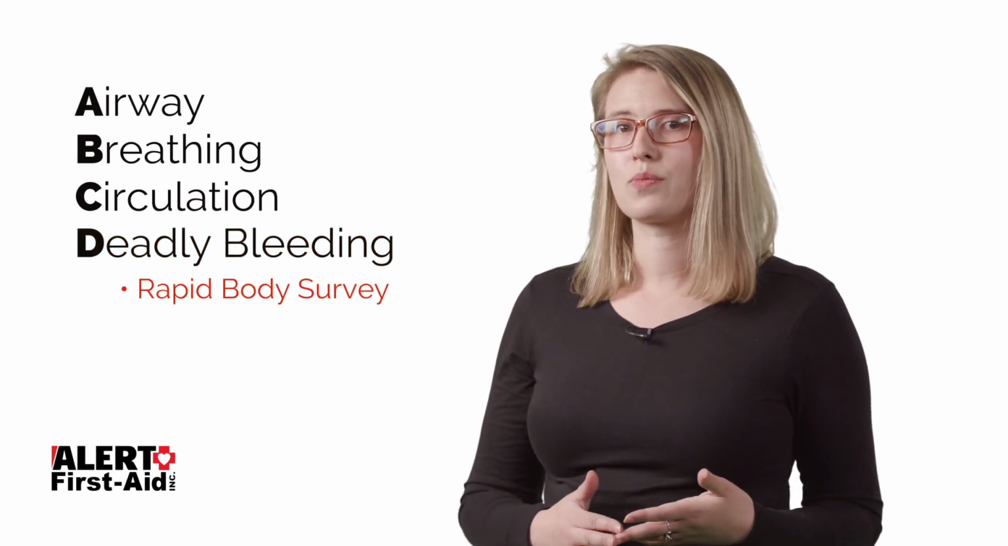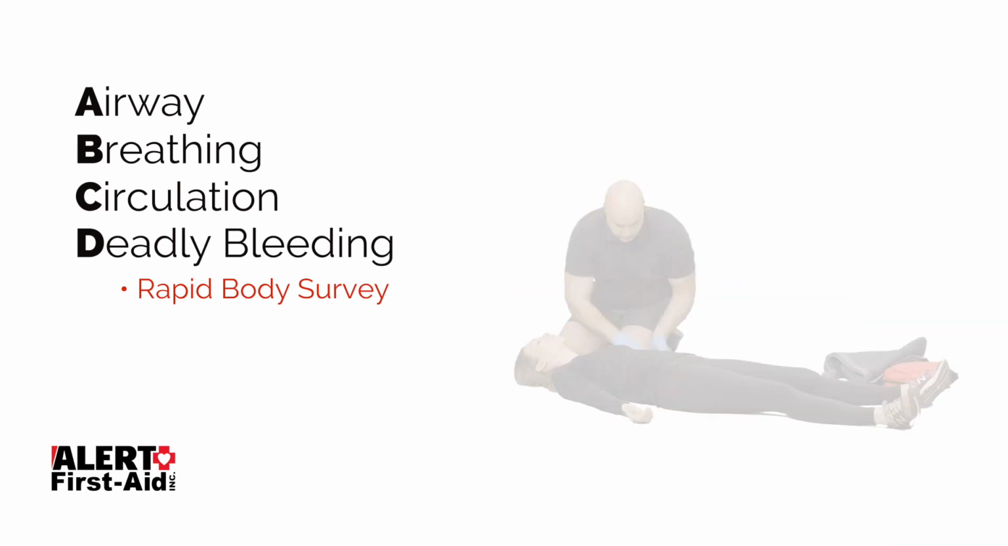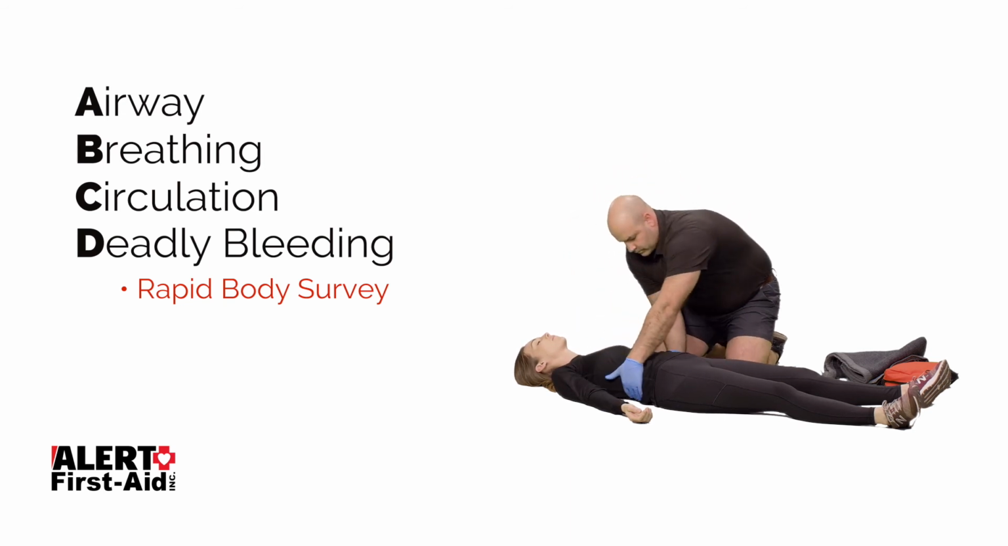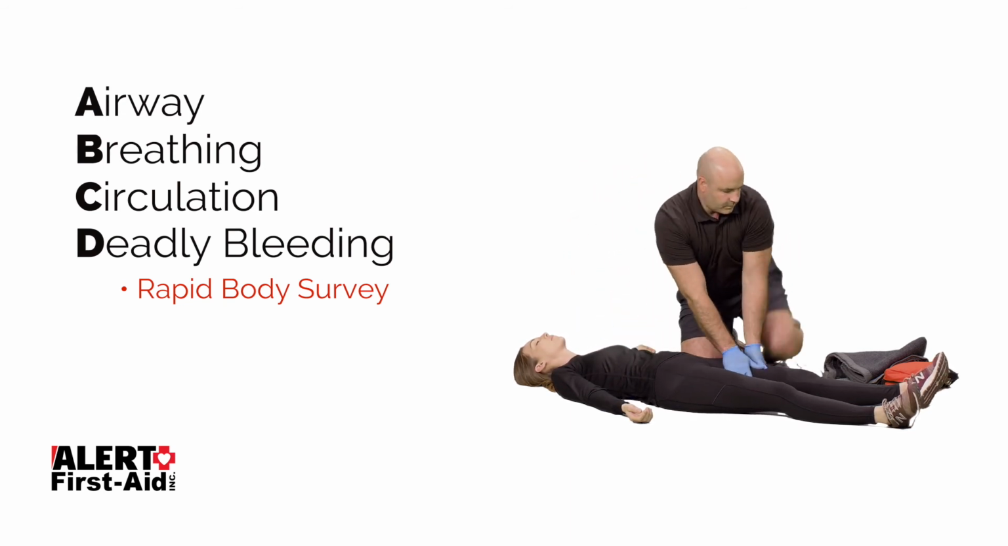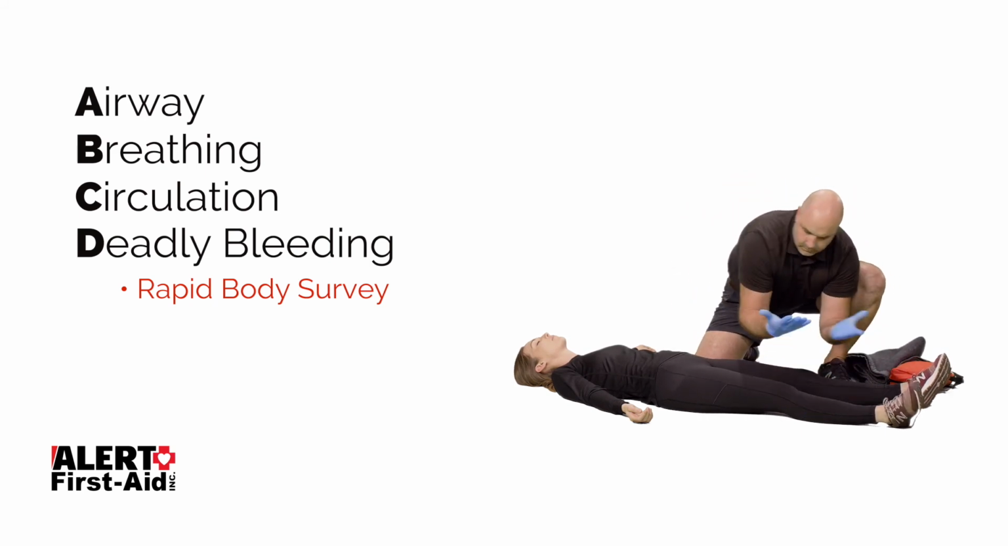If this is the case, we can do a rapid body survey to look for blood or additional injuries. With gloves on, start at the top of the head and move down. Check your gloves frequently. Don't reach under the person. You can also check for medical necklaces or bracelets as you move down the body.